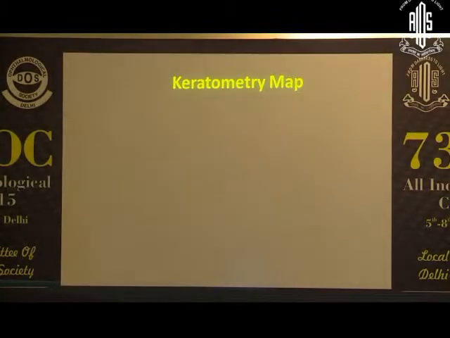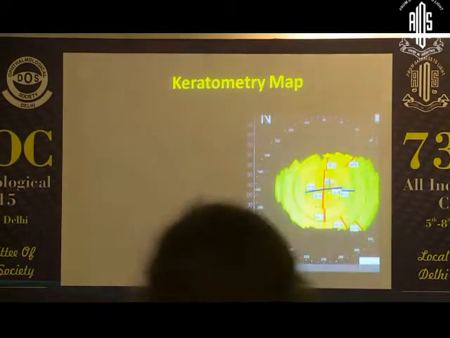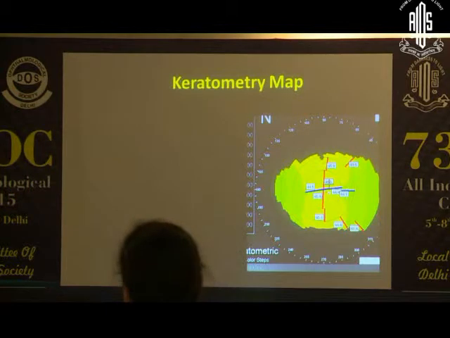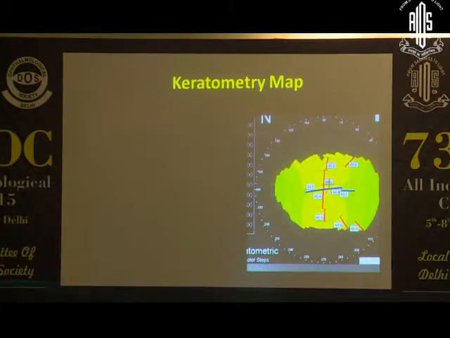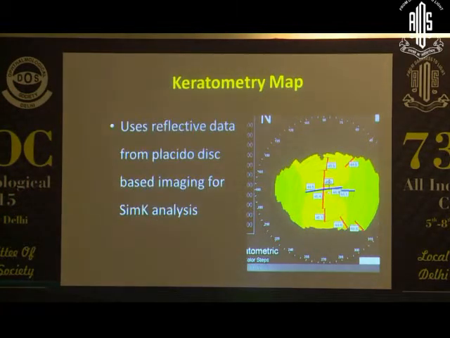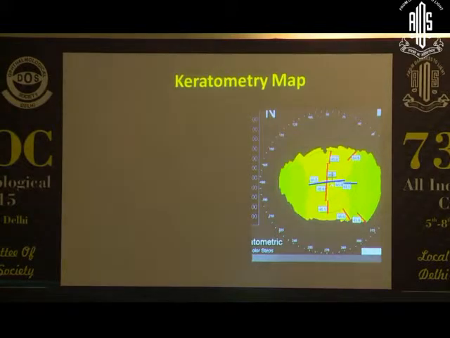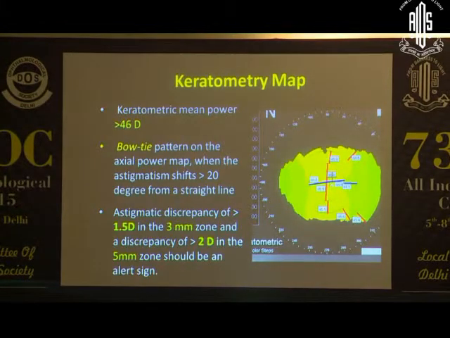The next map is the keratometric map, which is in the left side of the quad map. This shows the reflected data from Placido disc based imaging, and this is needed for SimK analysis. It also shows highlights in the keratometry reading. So we have to see the mean power, which should not be more than 46 diopters.